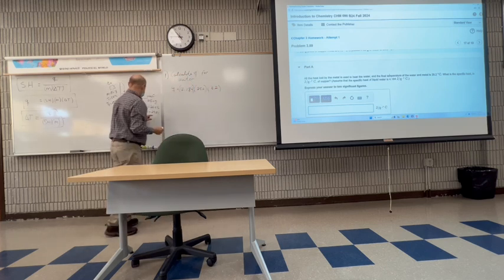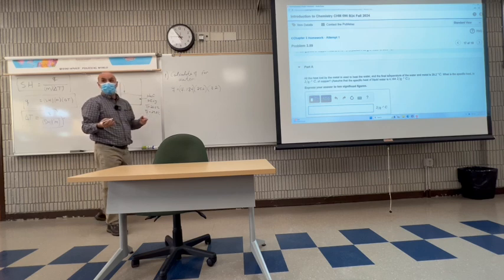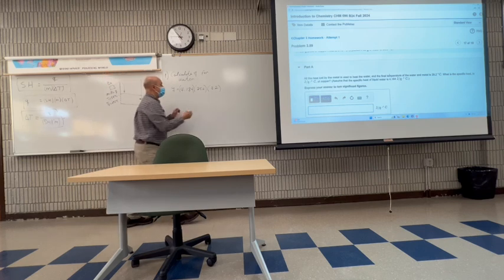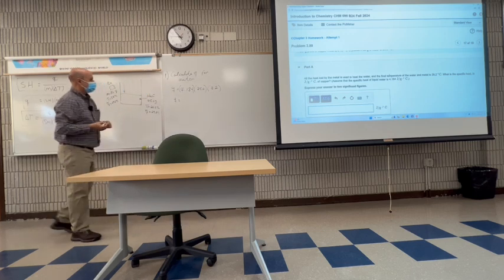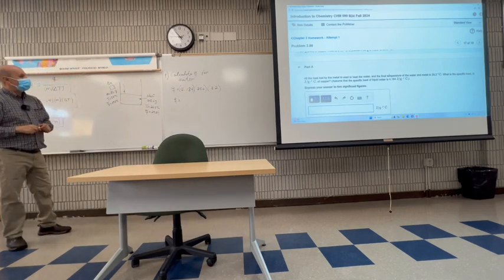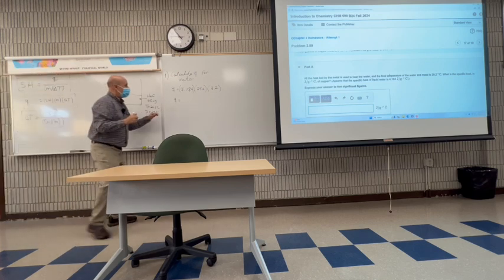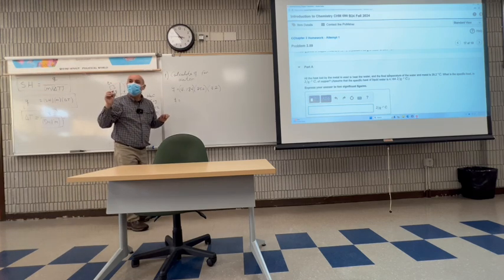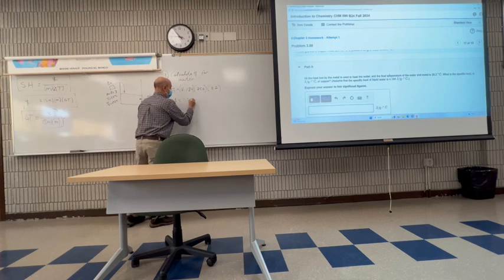And what is the sign? Final minus initial is positive. So we gain heat. So what is that? 4.184 times 25 is 100 and something. 334.72. Okay, I'm sorry, 334.72. And these are joules.